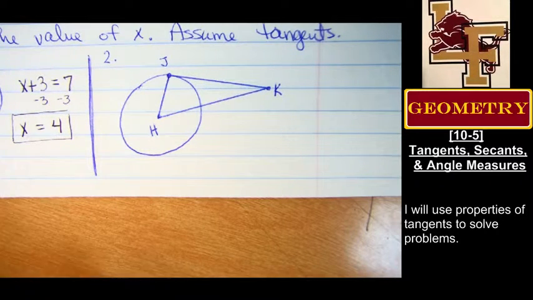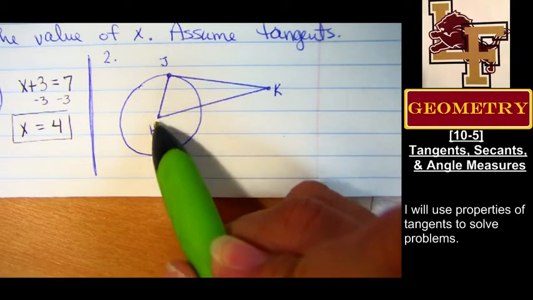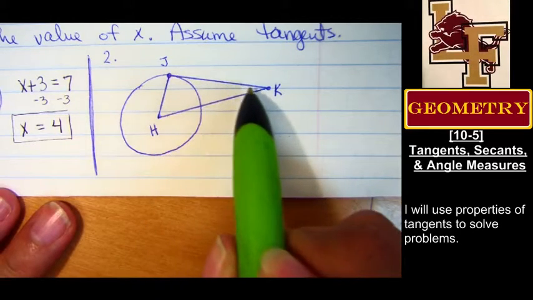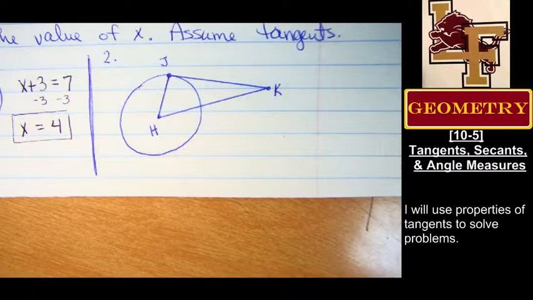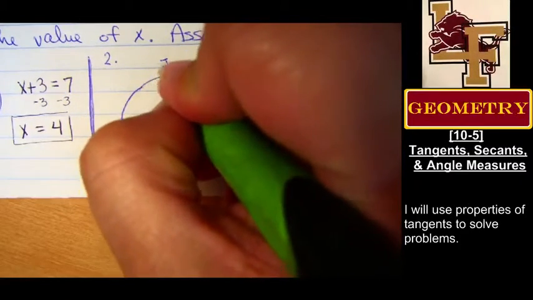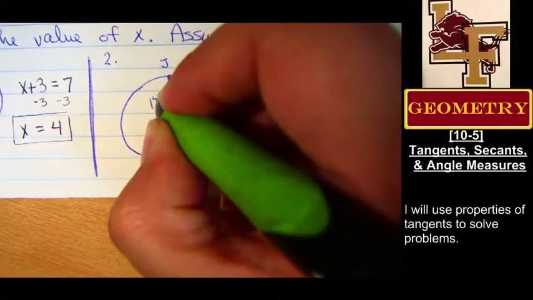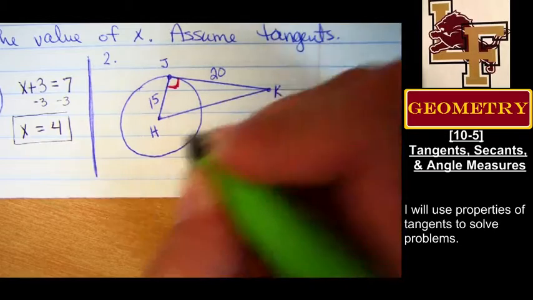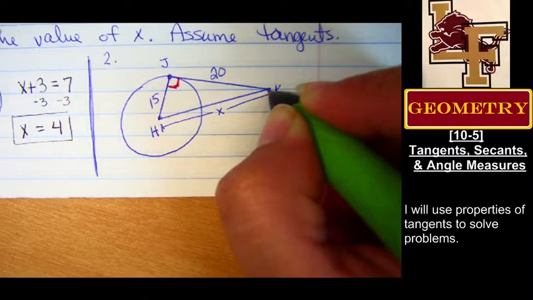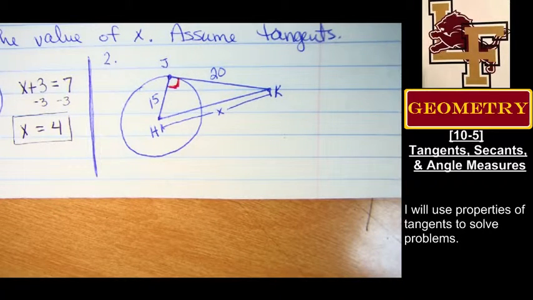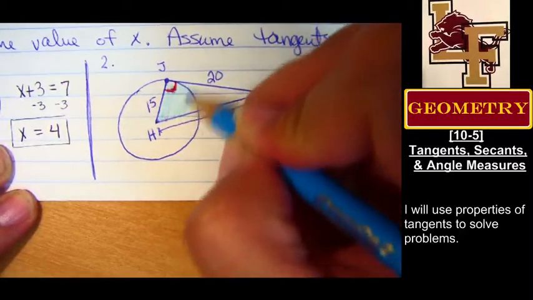All right, what kind of segments do we have here? What kind of line segment is this, J to H? It's a radius. And what kind of segment is this, J to K? A tangent. And when we have a radius and a tangent, how do they intersect? Perpendicular. I have a 90-degree angle right here. Good. Our radius is 15. Our tangent segment is 20. And we've been told that the segment connecting the center of the circle to that exterior point is some measurement x. What kind of shape did we just create right here?